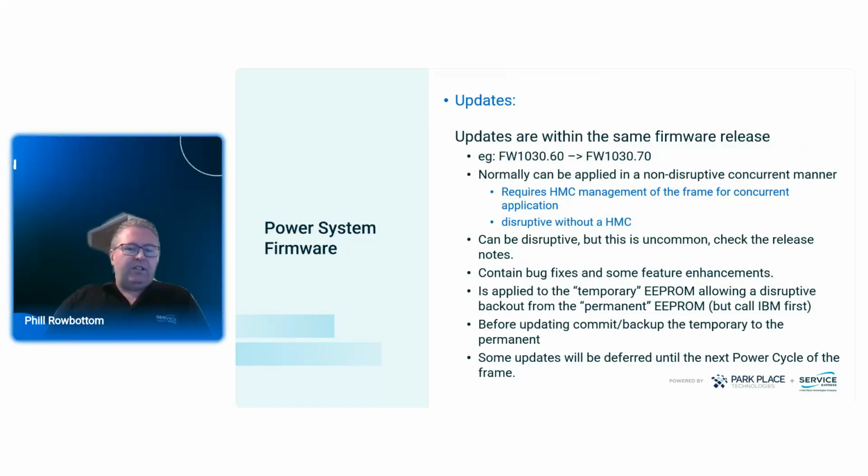They tend to contain your bug fixes and feature enhancements, and when you apply them, it applies it to the temporary EEPROM, which allows you to back out from the permanent EEPROM. And obviously, yes, call IBM because they don't like you backing these things out, and it's disruptive. And before you apply the new firmware to the system in an update, you can commit the temporary to the permanent. So you've just got the two levels, and you apply the update, and you can go backwards to that. I've never had to back one out myself.